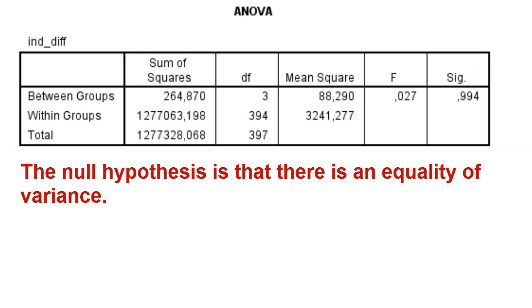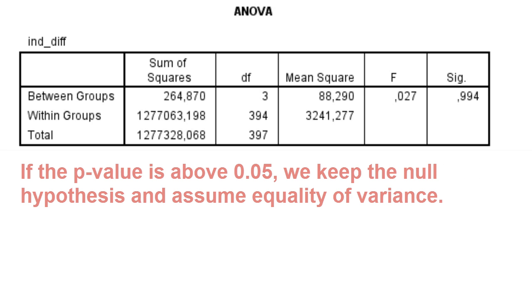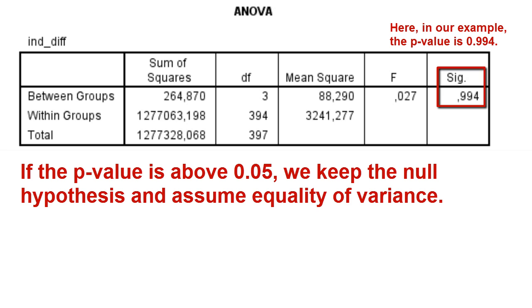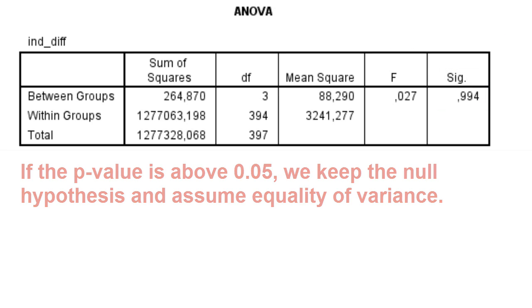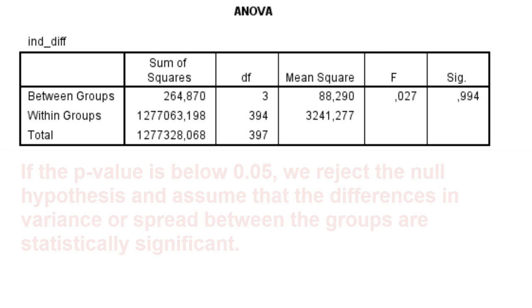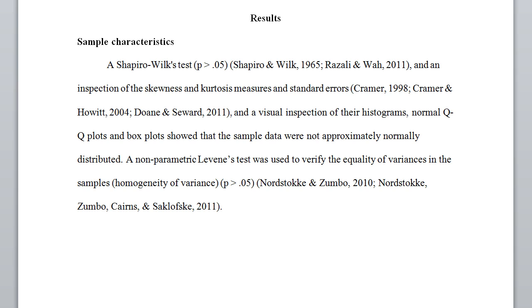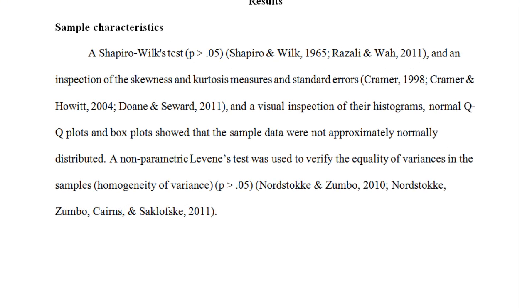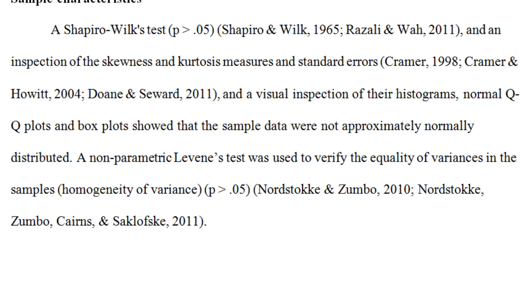The null hypothesis is that there is an equality of variance. If the p-value is above 0.05, we keep the null hypothesis and assume equality of variance. However, if the p-value is below 0.05, we reject the null hypothesis and assume that the differences in variance or spread between the groups are statistically significant. If I perform the non-parametric Levene's test, this is how I would write out my results.